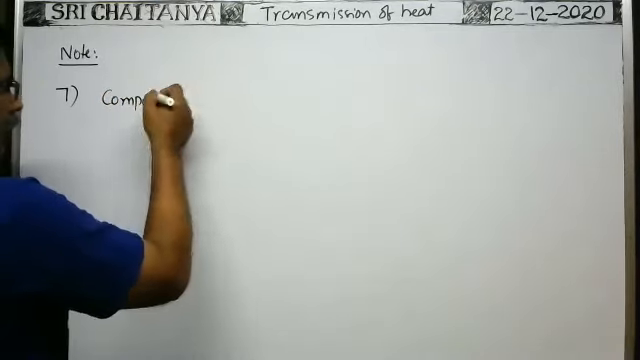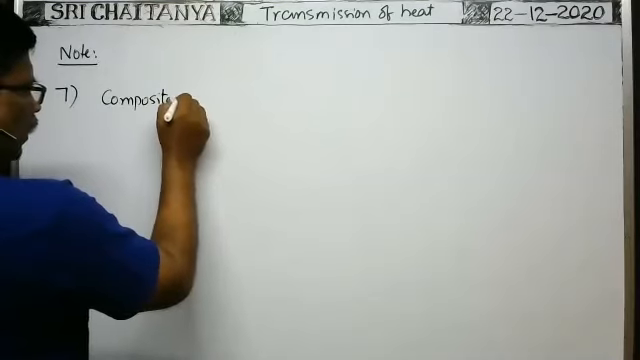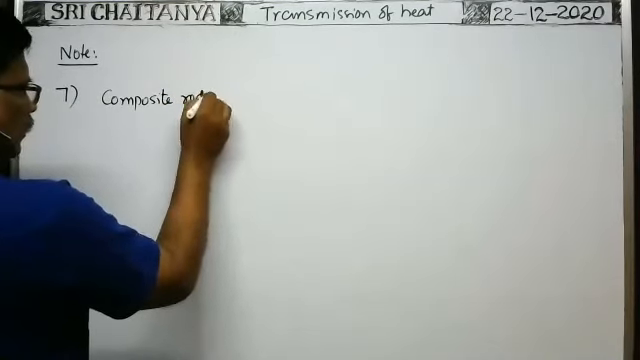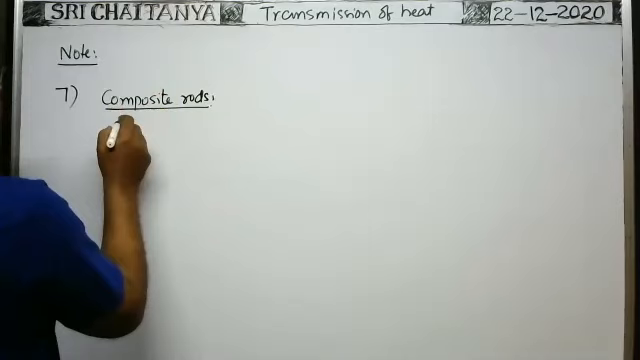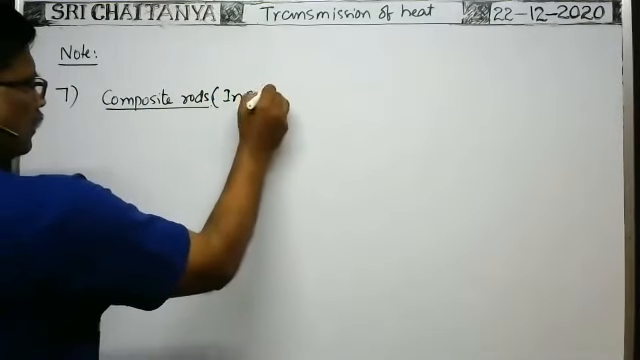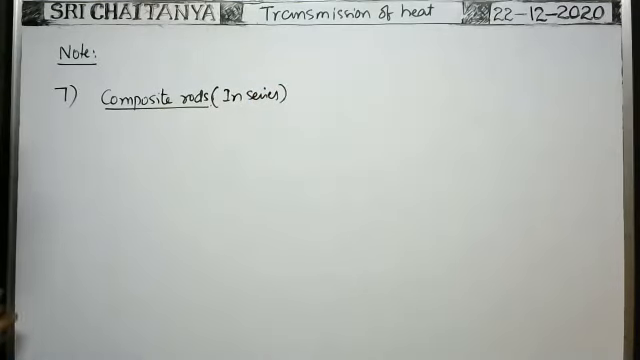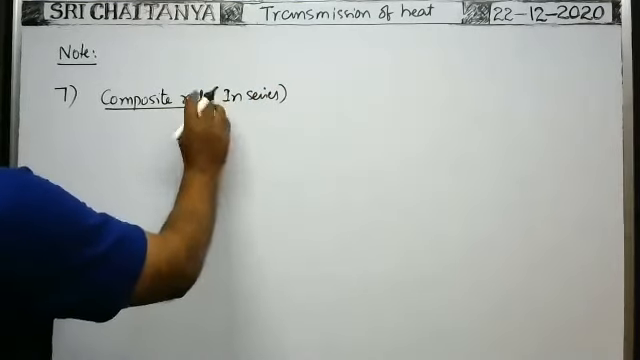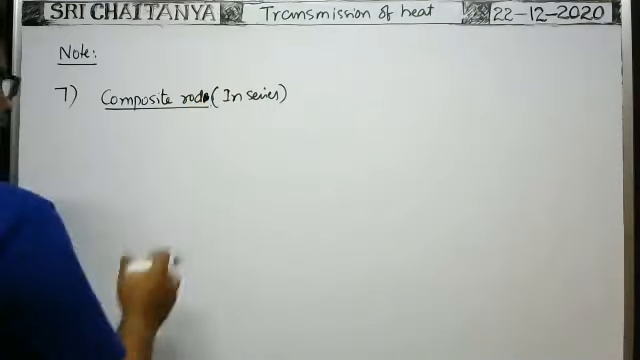Composite rod. Two or three may be connected in series. In composite rods, in series. Composite rod means in series. Composite rod means when different rods are connected in series.